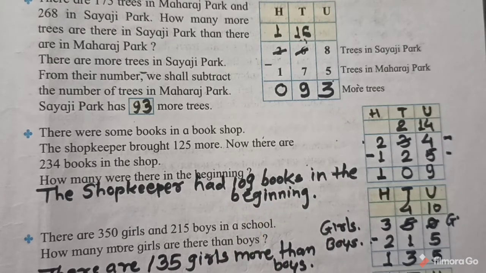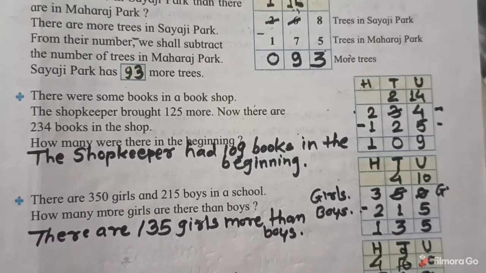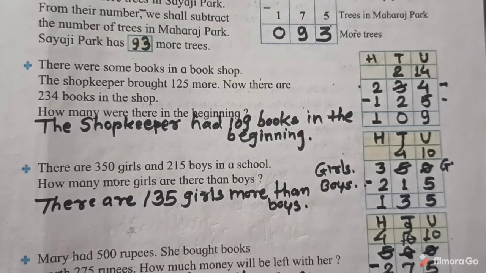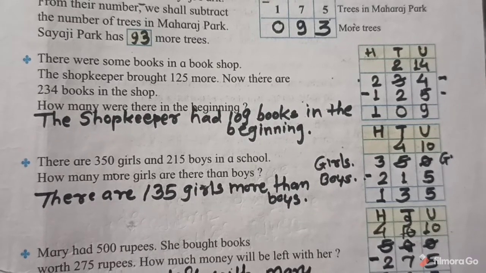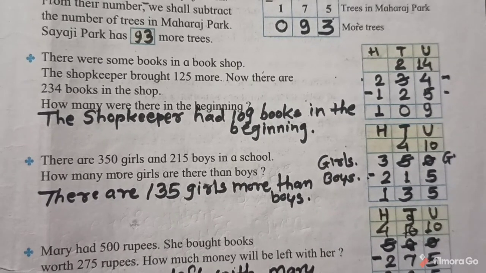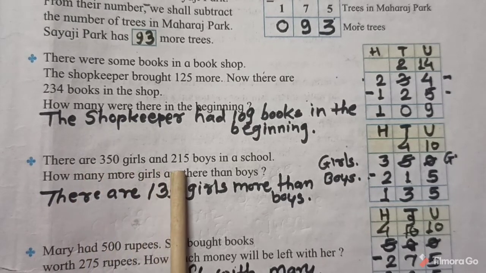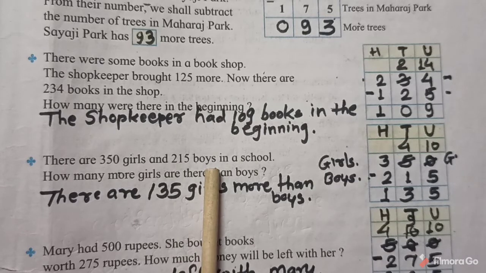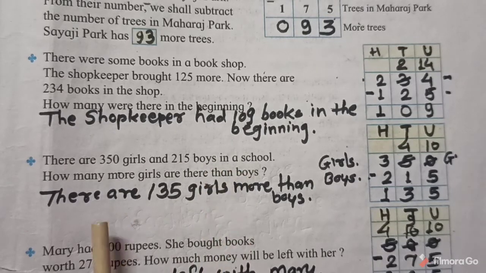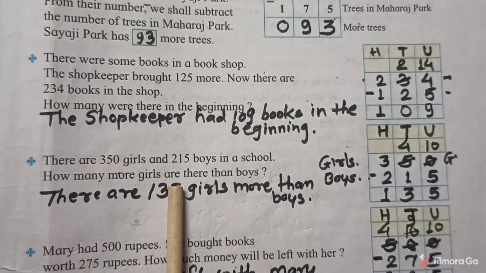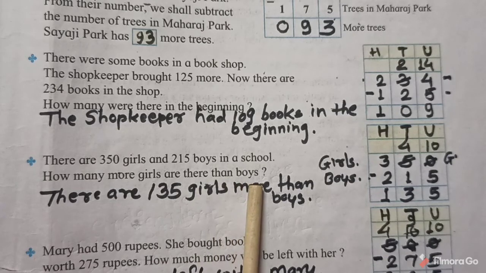Okay students, next we are going to take the next word problem. It is only revision. I have told you again and again how we will solve this subtraction. Next word problem: there are 350 girls and 215 boys in a school. How many more girls are there than boys?